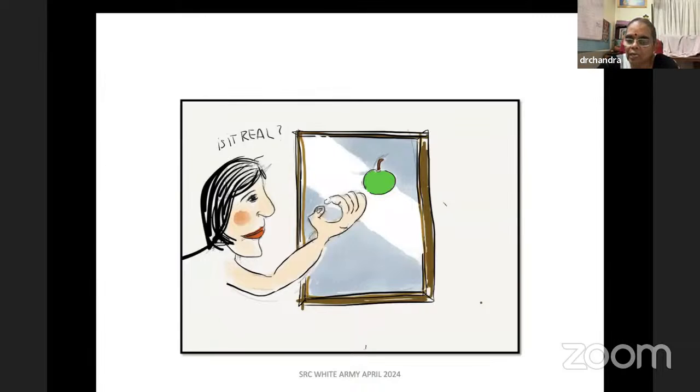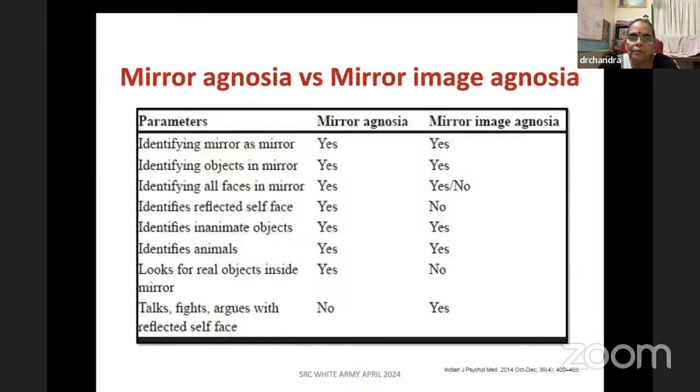So he is looking for the apple inside the mirror. So what is the difference between mirror agnosia and mirror image agnosia? In mirror agnosia, they identify the mirror, identify the objects in the mirror, and identify faces in the mirror, and only think the spatial localization of the object is inside the mirror. Whereas in mirror image agnosia, they argue, talk, fight with a self-reflected image, but they do not go and look for the image inside the mirror.